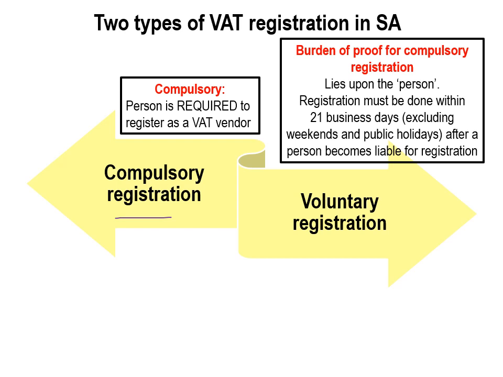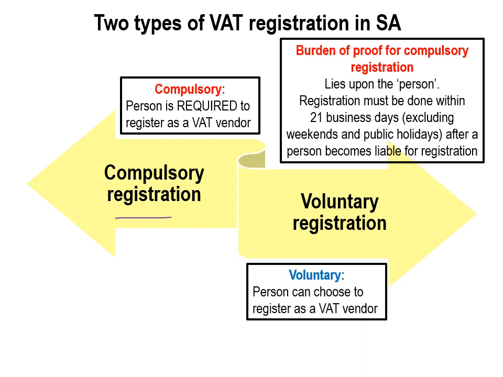liable for registration. The second type of VAT registration is voluntary registration, and this is where the person can choose to register as a VAT vendor. They are not obliged to yet, they don't meet the compulsory VAT registration requirements, but they have the option to voluntarily register as a VAT vendor. The focus of this recording is going to be on compulsory registration.